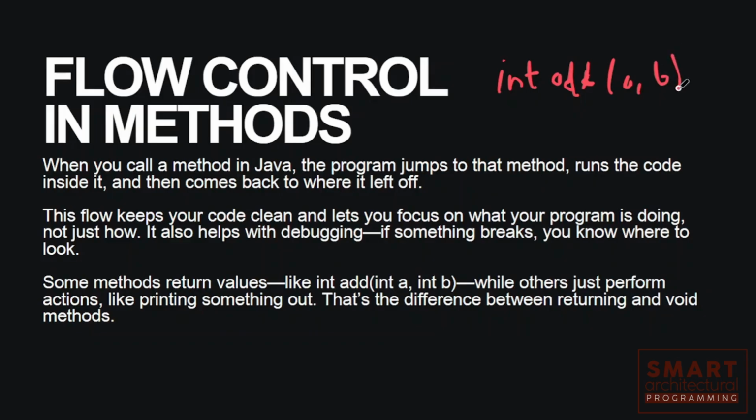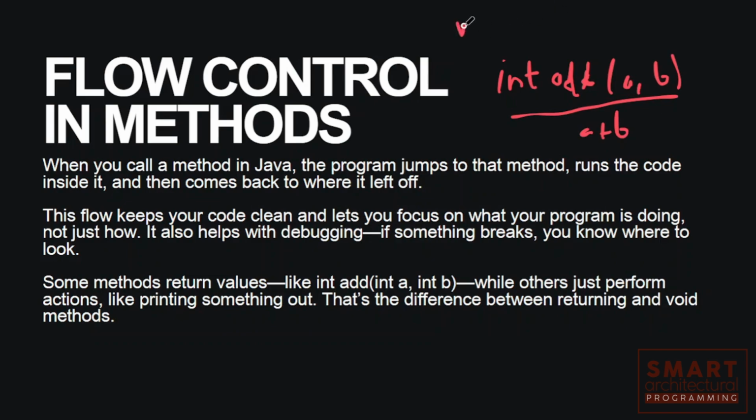While others just perform actions like printing something out. That's the difference between returning and void methods, basically. So this method here is going to return values because we're asking it to add a and b and return the value back to us, to the main function. But this is basically not a void function. This is a return function.